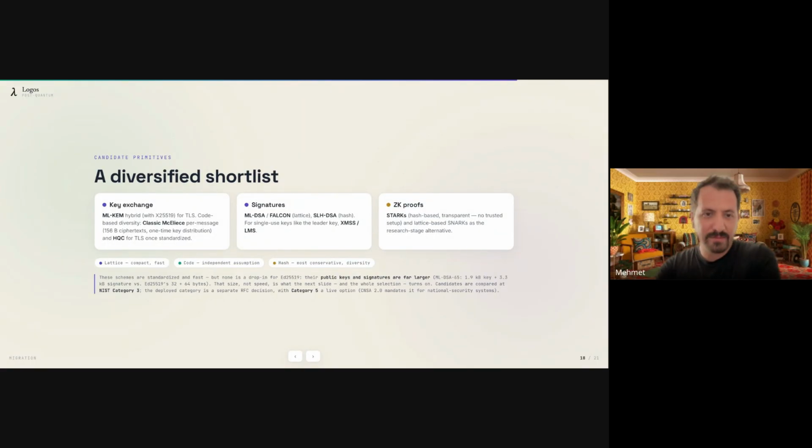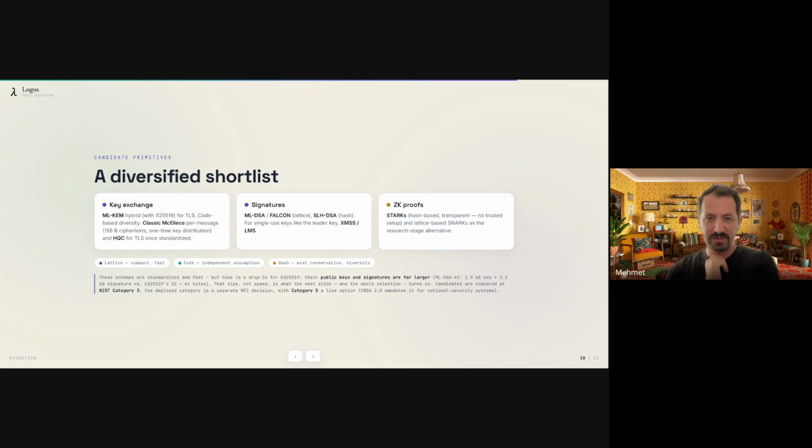And we did some research on the existing algorithms, and we also tried to find the best algorithms for our protocols. And for the key exchange part, we have ML-KEM, which is based on lattices, and the Classic McEliece algorithm and the HQC algorithm. These are the code-based algorithms. We have some options for key exchange.